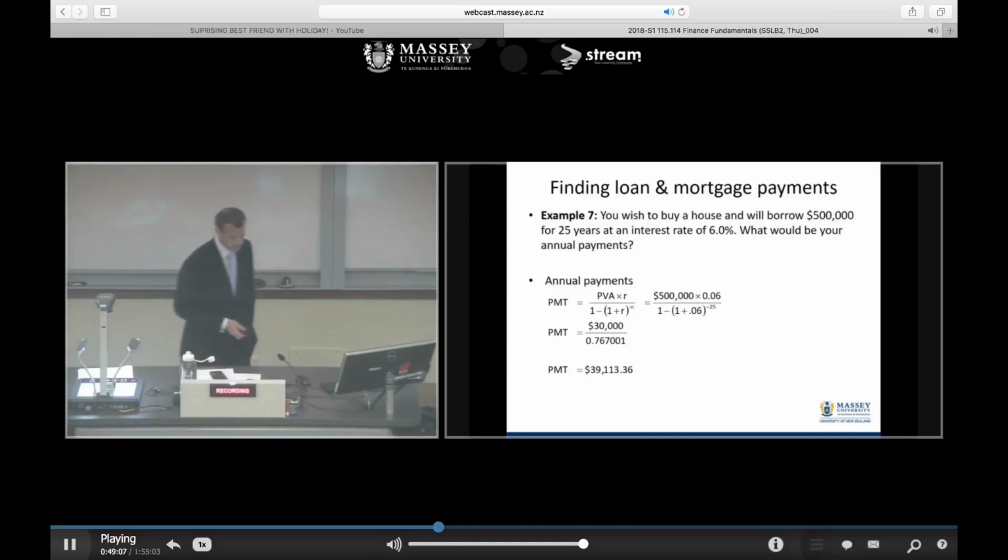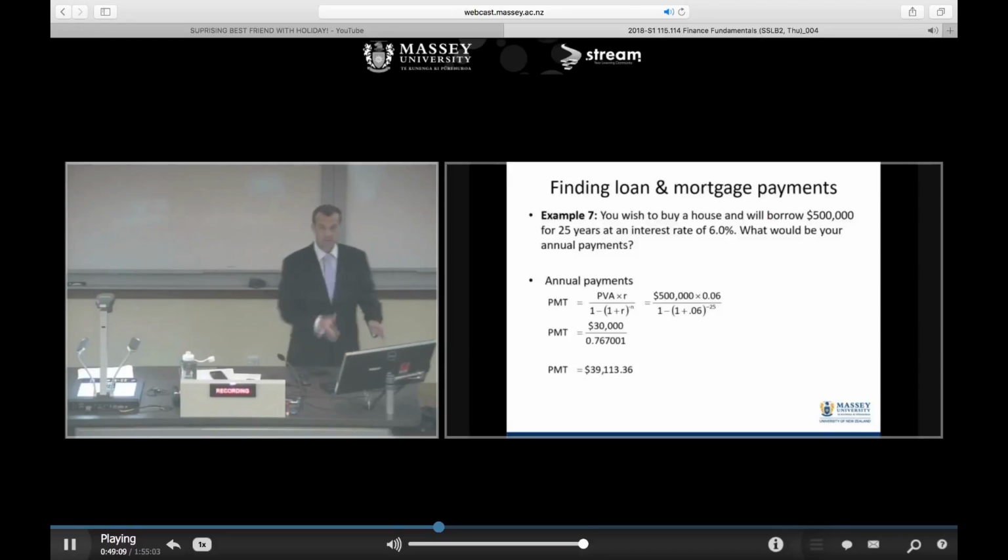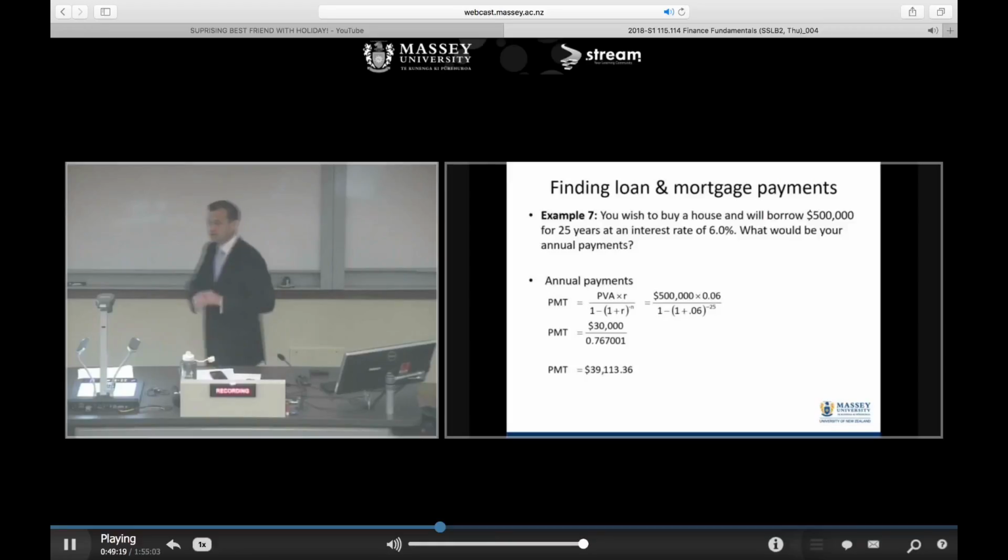We'll just take a bit of a break there. What I want to do when we come back is look at the fact that no one makes mortgage payments on an annual basis. They make them on either a monthly or a fortnightly basis. So how can we change this formula to reflect the fact that they're paying it on a more frequent basis? Okay, so let's just take a short break there, and we'll carry on with that.